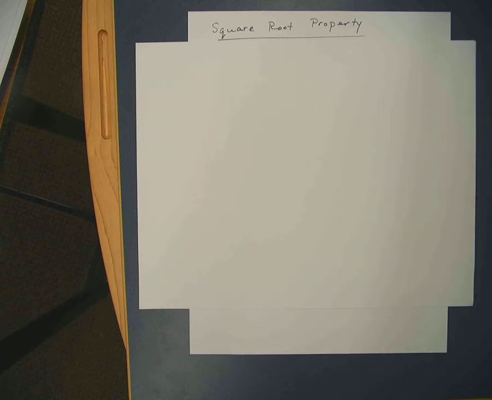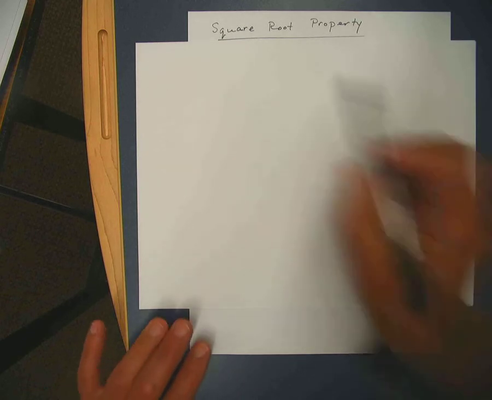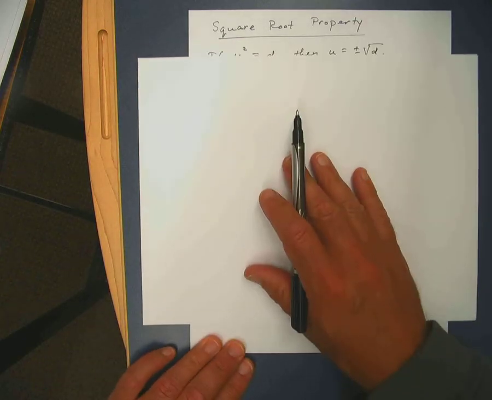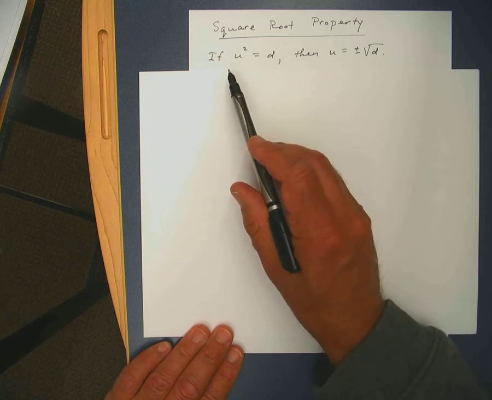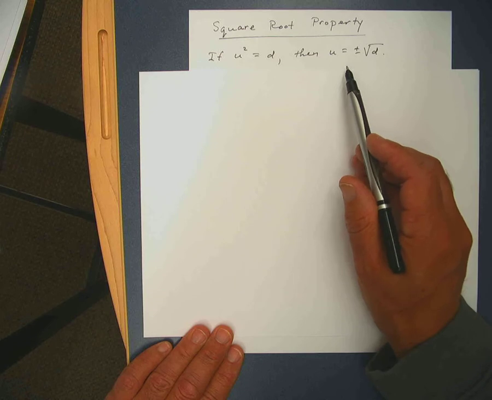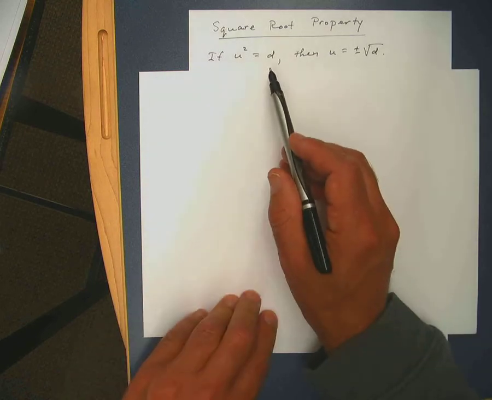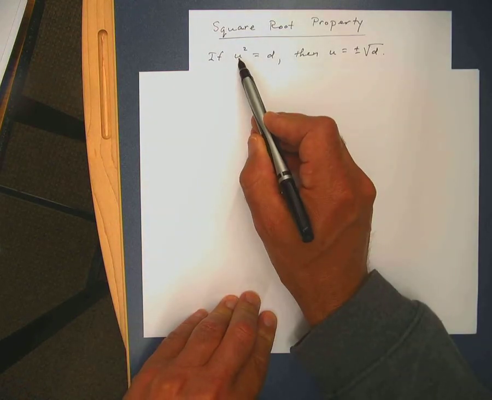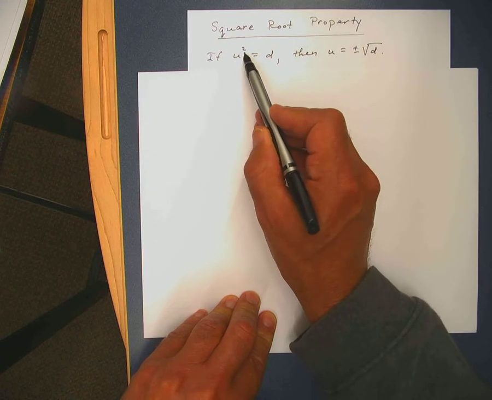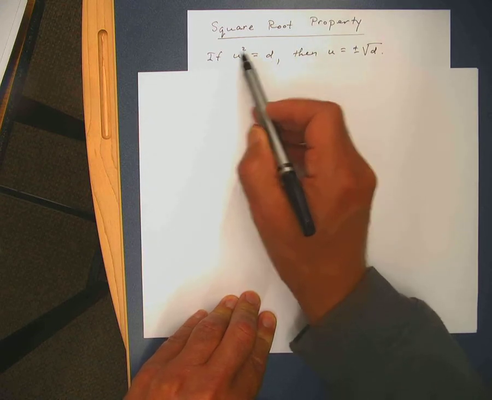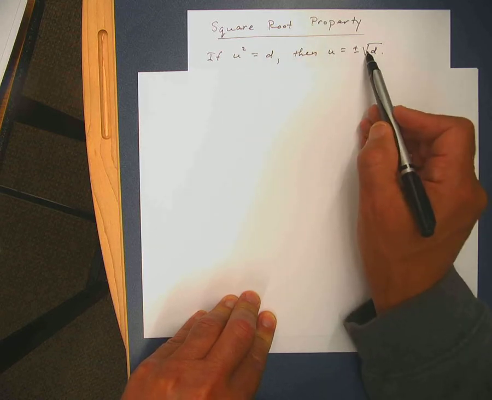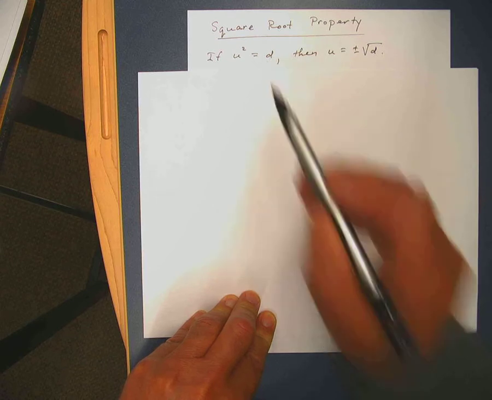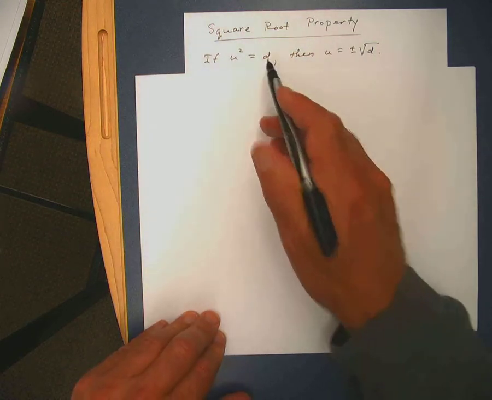The next method for solving quadratic equations that I want to go over makes use of the square root property. And here's the square root property as it's stated in your book. It says if u squared equals d, then u equals plus or minus square root of d. So in other words, if some number is squared, and when you square it, it is equal to another number, then the number you're squaring, u, has to be equal either to the positive square root of d or the opposite of the square root of the number d.